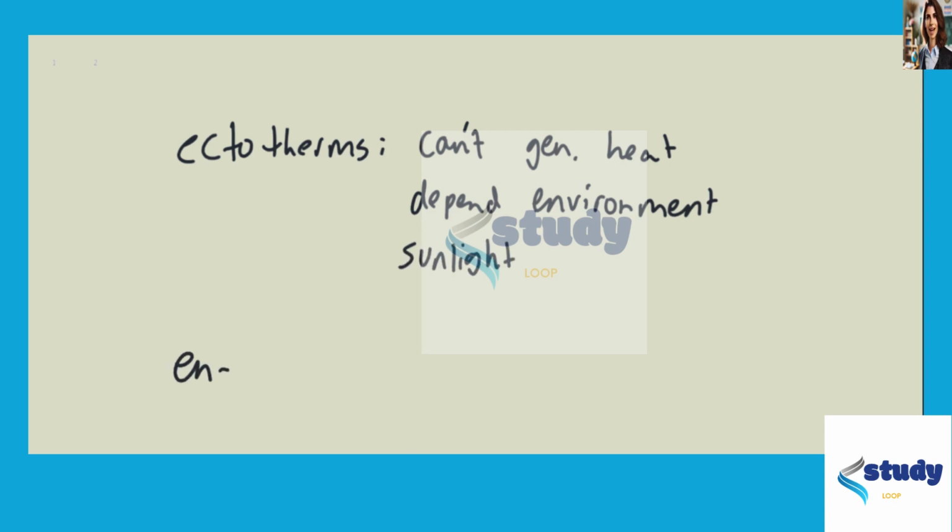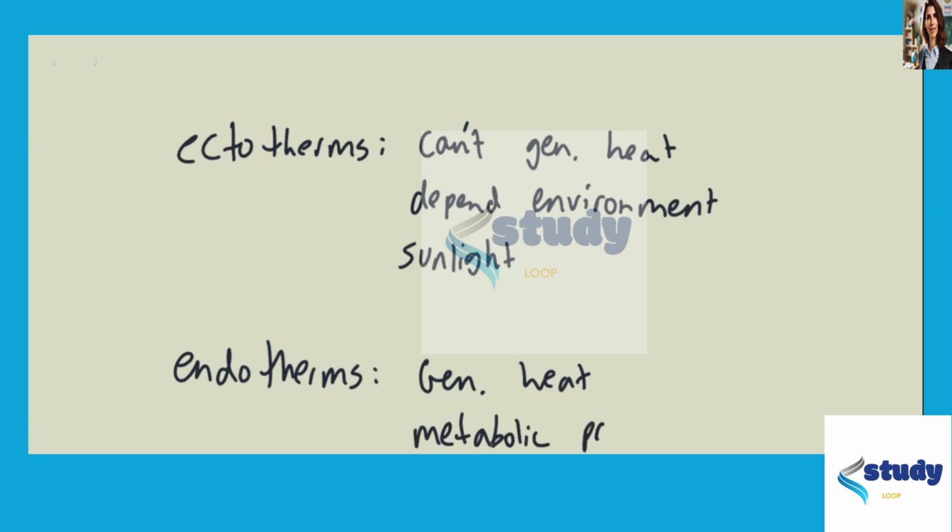Next, we have the endotherms. Endotherms are different in the sense that they can generate their own body heat. They do this using metabolic processes, and so they can just create their own heat. Because of this trait, mammals and bird species can colonize some of the colder parts of the planet, and they don't rely on the environment as much as ectotherms.